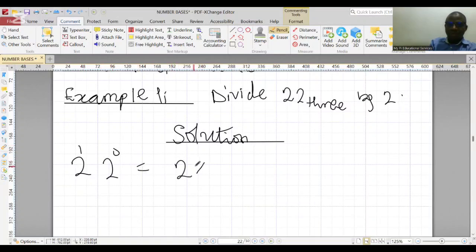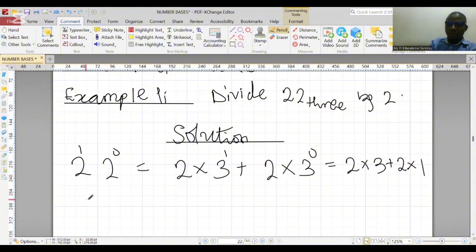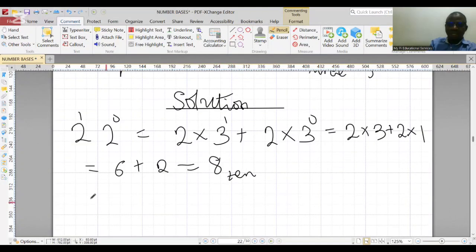So we have 2 multiplied by 3 raised to the power of 1, plus 2 multiplied by 3 raised to the power of 0. That will give us 2 multiplied by 3 plus 2 multiplied by 1, since 3 raised to the power of 0 is 1. So 2 times 3 will give us 6, plus 2, and that will give you 8 base 10. Then let's divide 8 by 2. That will give us 4 base 10.